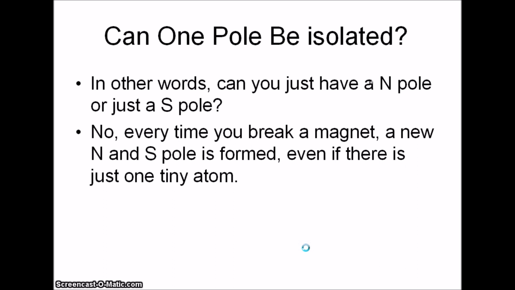So one question that you might have is, can one pole be isolated? Can you just have a magnet with a north pole or just a south pole? And the answer to that question would be no, because every time you break that bar magnet or any type of magnet, it's going to create a new north and south pole. Just like we saw in those domains, even if you had one tiny little atom, it would still have a north and a south pole.